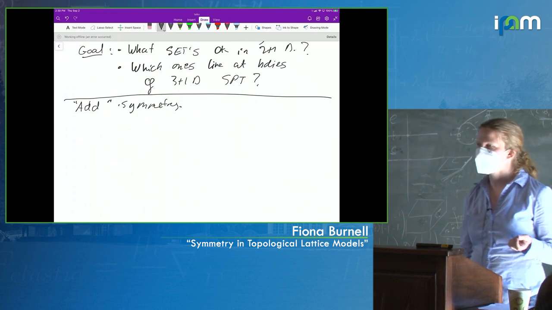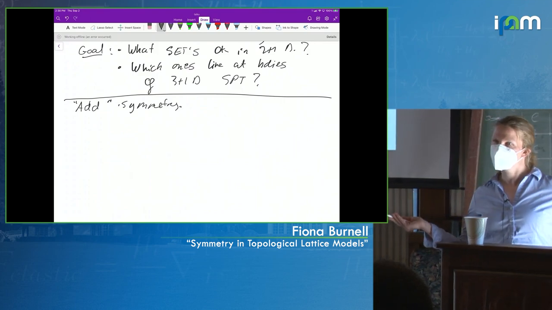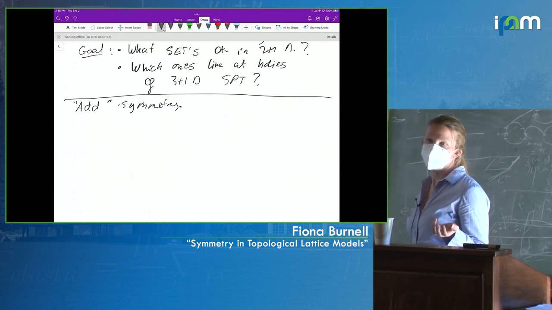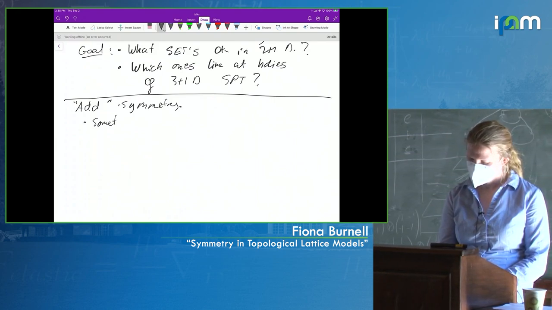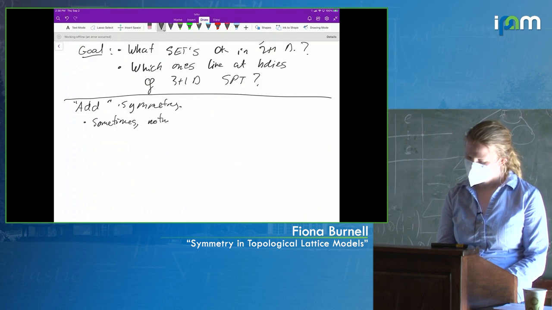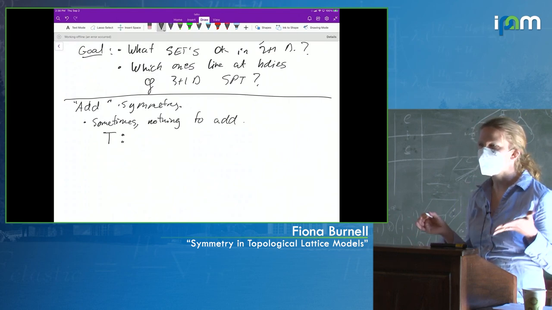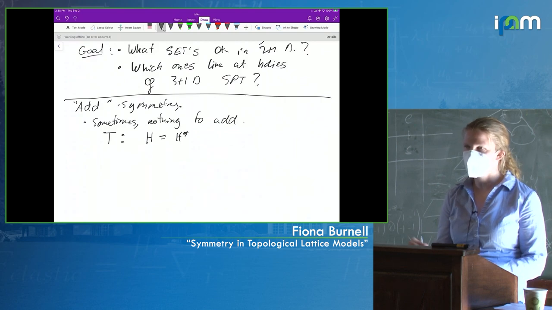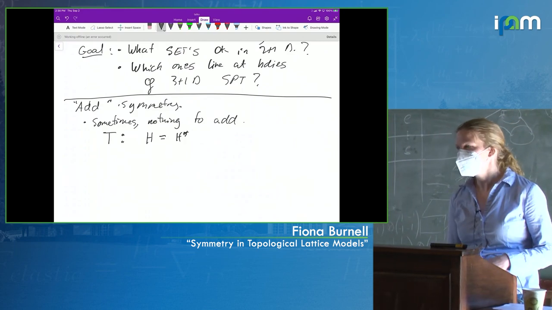In a small number of cases, you can write down one of these string net models, and it just so happens that fortuitously it has some symmetry. The easiest example of this is maybe you care about time reversal symmetry. So sometimes there's nothing to add. For example, the simplest time reversal symmetry that you can write down is just that the Hamiltonian is equal to its complex conjugate. The Hamiltonian is real. This does happen in many string net models, actually. So you can get lucky.